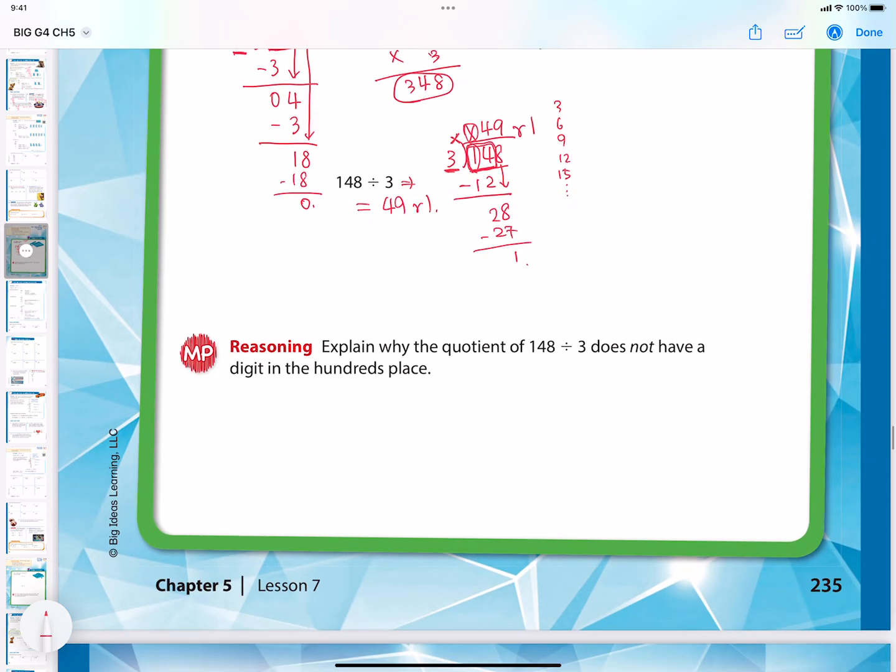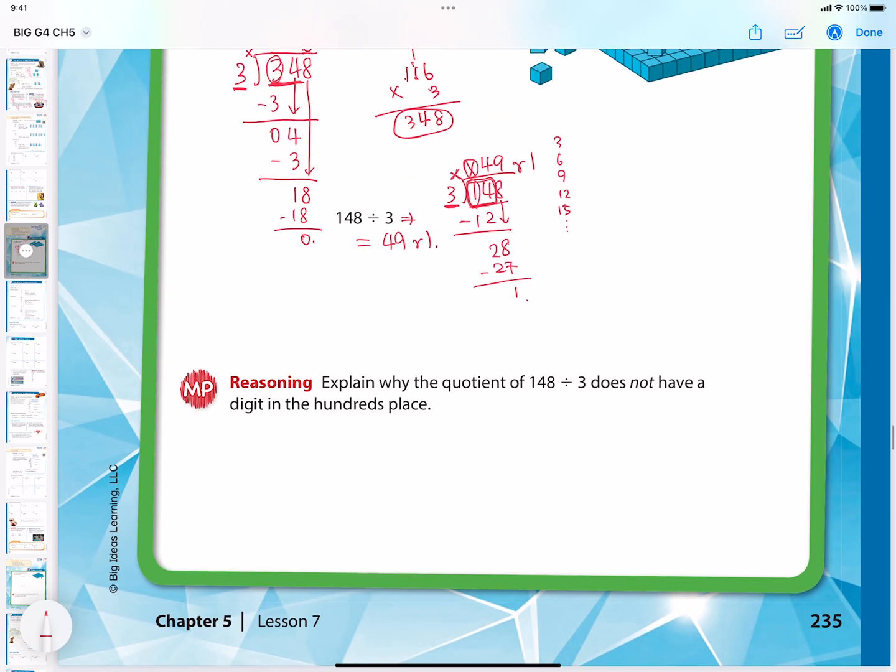Okay, now explain why the quotient of 148 divided by 3 does not have a digit in the hundredths place. Oh, it's simple because what? The divisor 3 is greater than 1 in the hundredths place. Okay, so the divisor 3 is greater than 1 in the hundredths place. So let me write it. 3 is greater than 1 in the hundredths place.